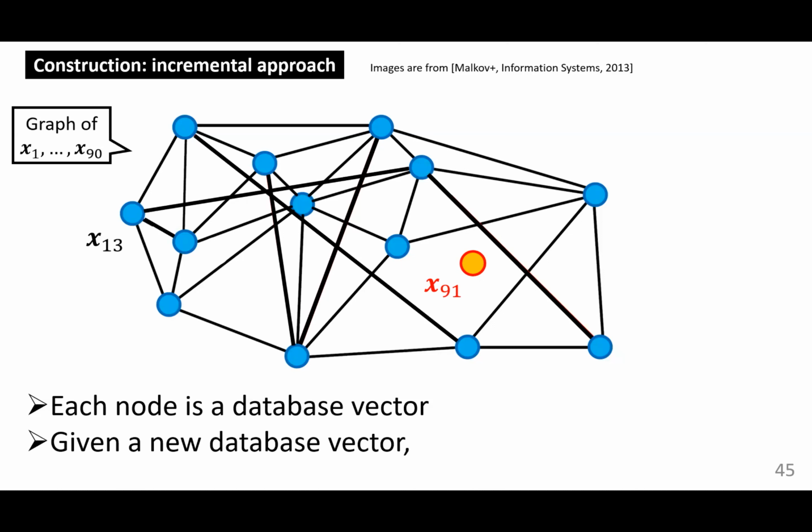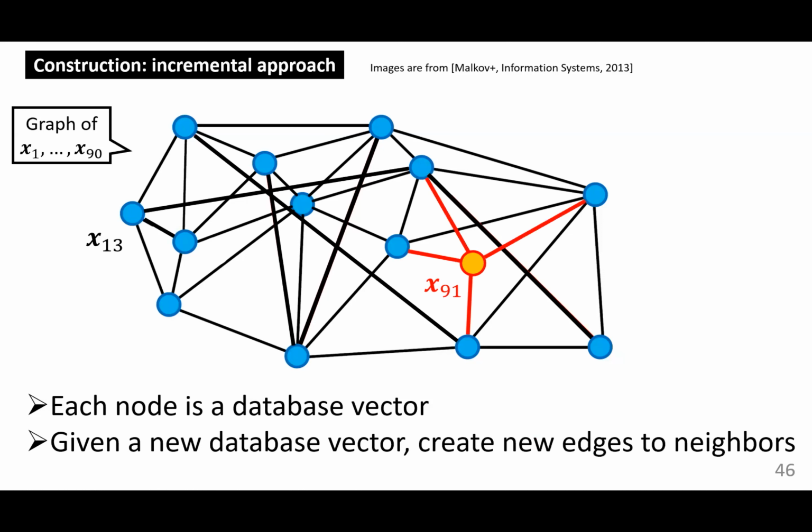So how do we do that? It's very simple. We just create new edges to neighbors. We can run the search algorithm here, then find similar blue nodes, then create edges. That's all. We just find similar nodes and make edges. Then here, this is the new graph x1 to x91.